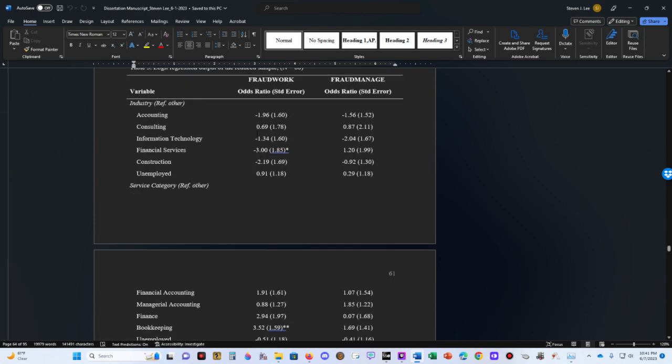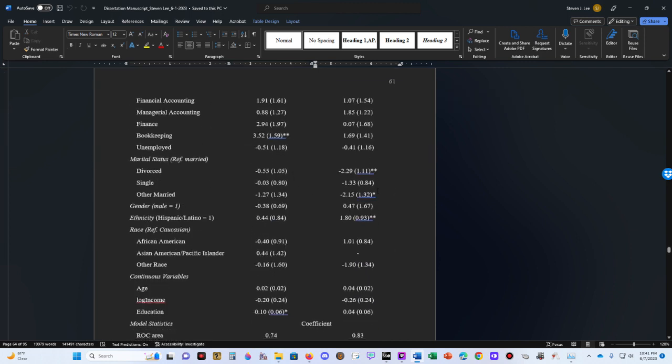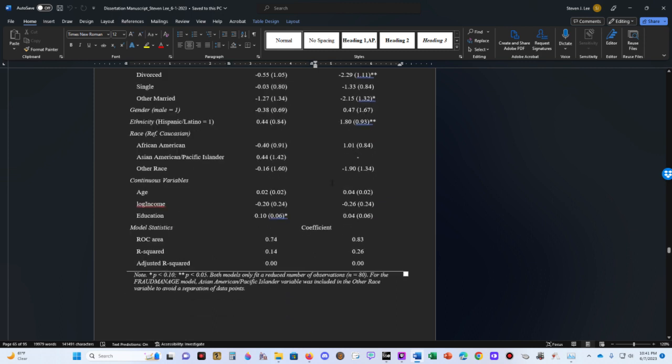Table 3, logit results, logit regression results. The first column is the variable. The second column is the fraud work model. The third column is the fraud manage model. And so you can see just from casual inspection, if you're used to reading these types of tables, that not that many variables are significant. I had nothing that was significant at the 1% level, right? That would be the 3 stars.